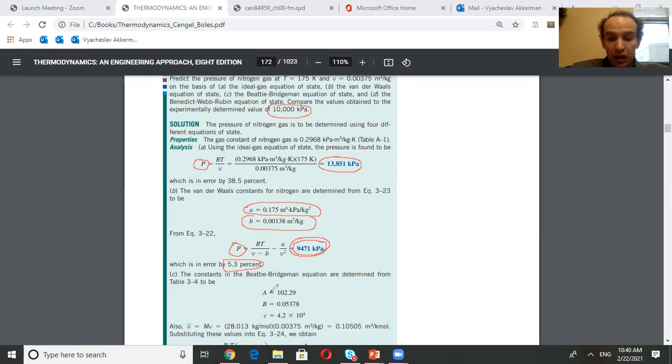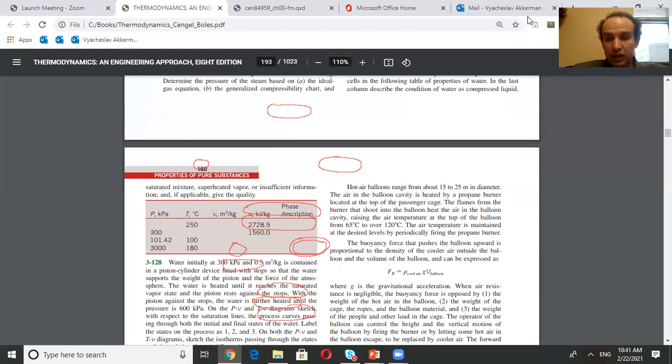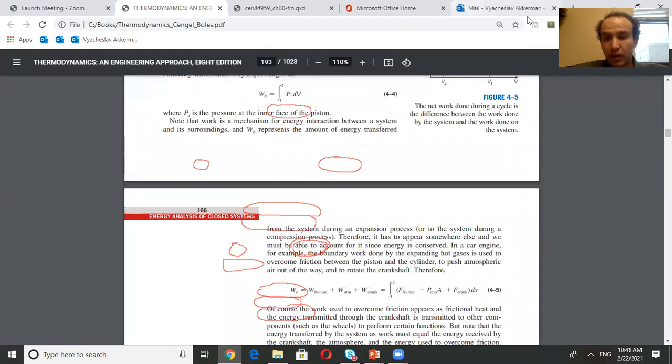What's next? Next, I have the constants A, B, and C. If I have the Beattie-Bridgeman equation, what would it be? This is my constant A, this is my constant B, this is my constant C for that equation. I don't want to waste a lot of your time on this, but if you calculate all these values, you will arrive at what?